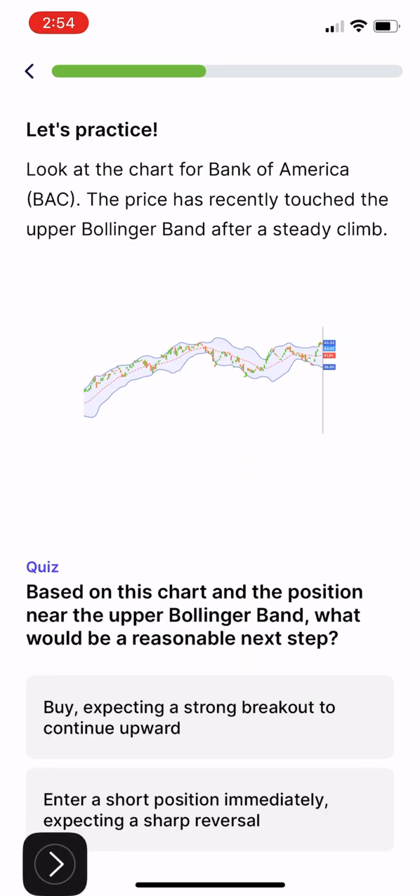Let's practice. Look at the chart for Bank of America, BAC. The price has recently touched the upper Bollinger Band after a steady climb. Quiz: Based on this chart and the position near the upper Bollinger Band, what would be a reasonable next step?